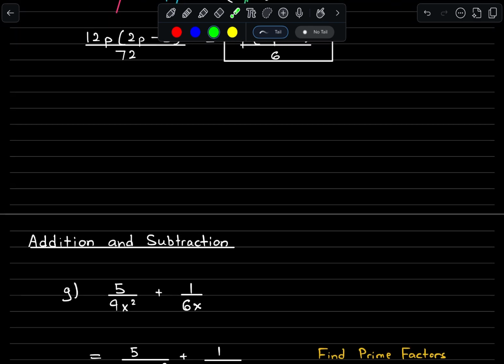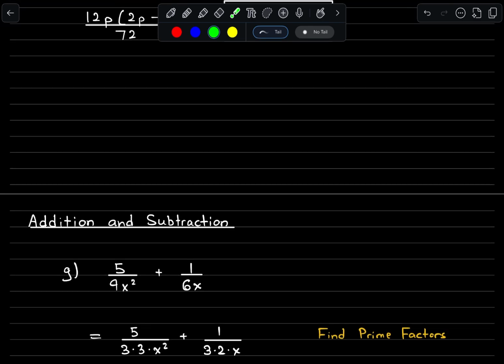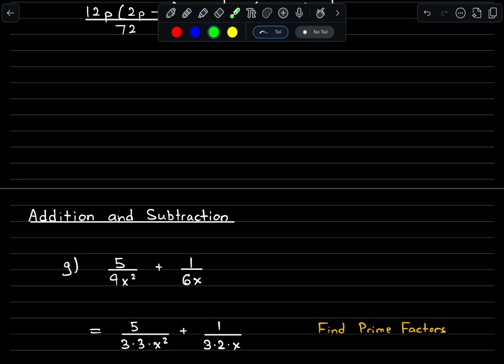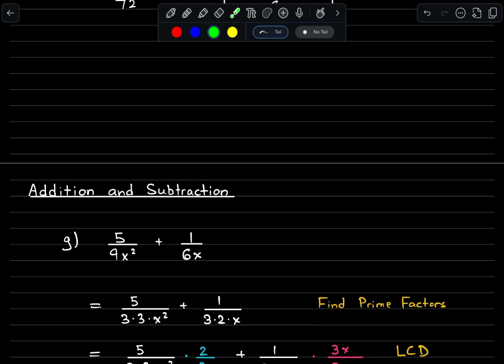Okay, let's first start off with prime factorization. Let's just see what's there, what's missing from one that the other has, and what's missing from the other that the first one has. So 9 is just going to become 3 times 3. We've got our x squared. This 6 is going to become 3 times 2, and we've got 1x here. So we need to introduce another factor of x here, and we need to get a 2 here and an extra 3 here. That way we'll have a common denominator.